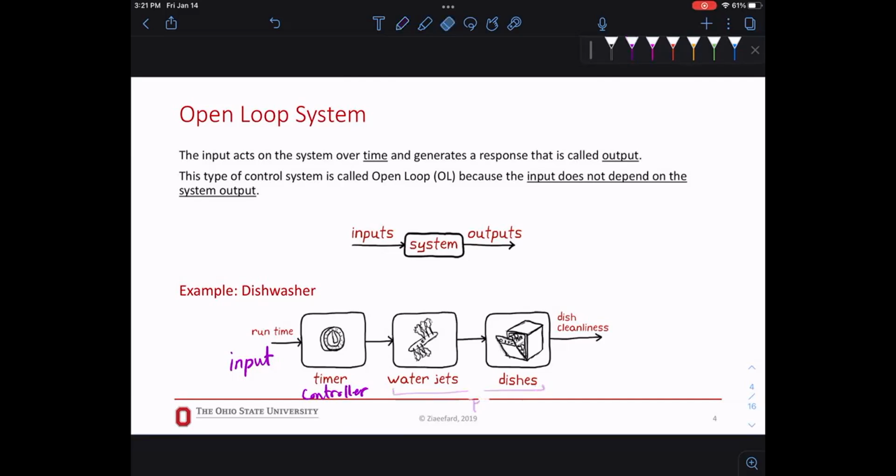Actually, I'm going to call them separately for now. I'm going to call this the actuator and call this the process. And this is my output. So dish cleanness is the output. You see that the input and output really don't relate to each other.